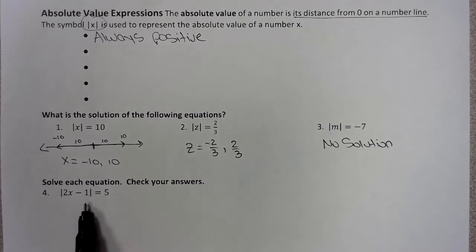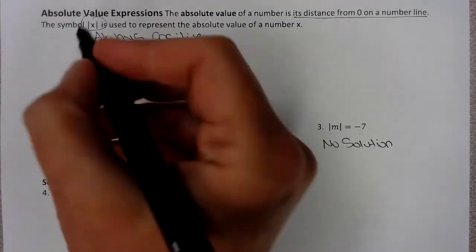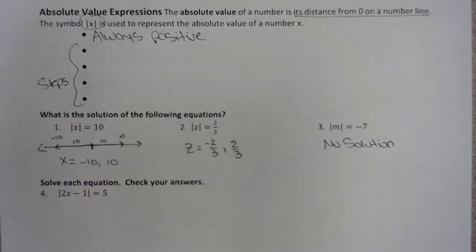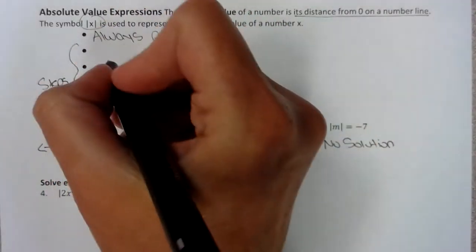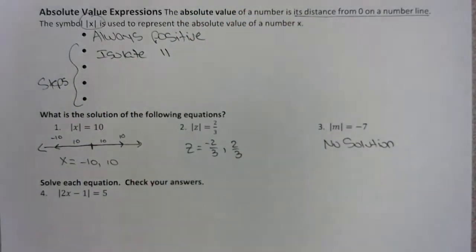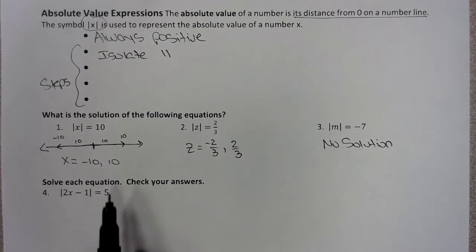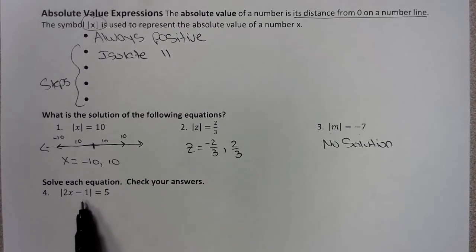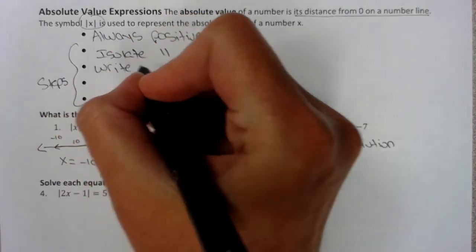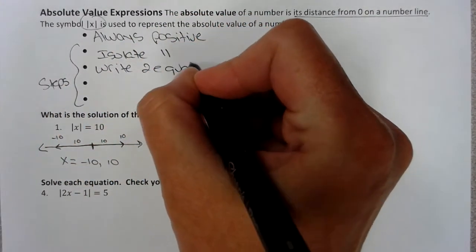We're going to solve equations next. So up here, I'm going to put the steps to solving. Step number one is to isolate the absolute variable. Number 4 is done. This is what isolate the absolute variable looks like. Step number 2 is write two equations.